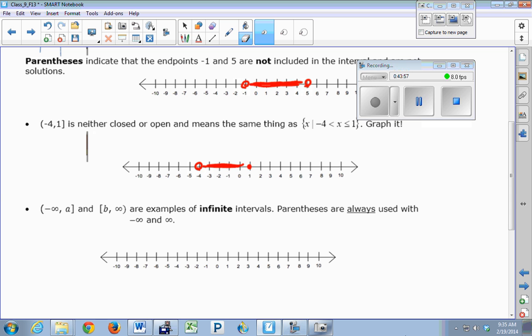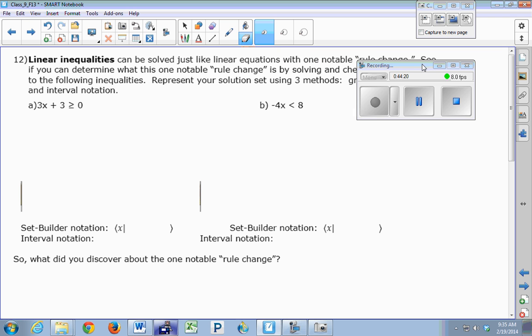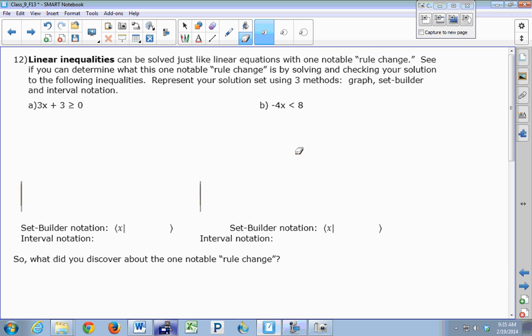All right. Now, these last two intervals are examples of infinite intervals. And again, parentheses are always used around negative infinity and positive infinity. So anytime you're using negative and positive infinity, you use a parenthesis. Okay? All right, so these are useful when we have to solve linear inequalities. That's why we are bringing this notation in now.